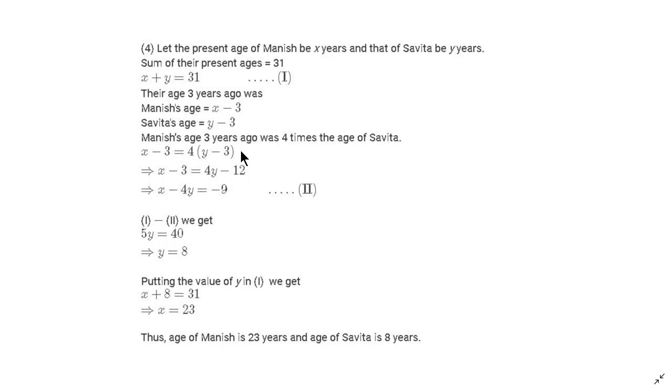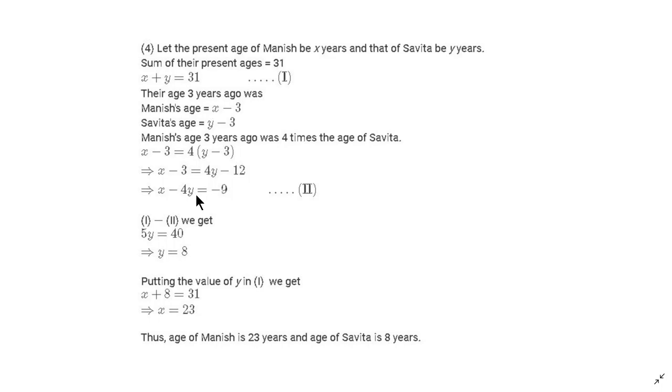Now the condition comes in. What is the condition? Manish's age, which is X minus 3, 3 years ago, was 4 times, means 4 into the age of Savita. Age of Savita is Y minus 3. So this is the condition. We got it after solving: X minus 4Y is equal to minus 9. This is the second equation.